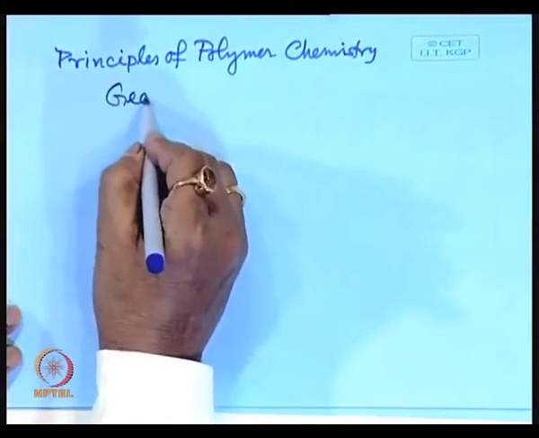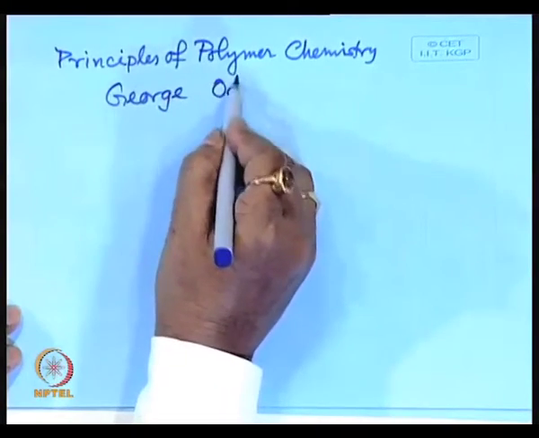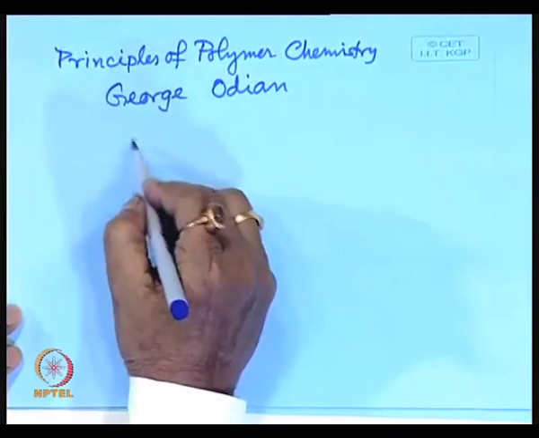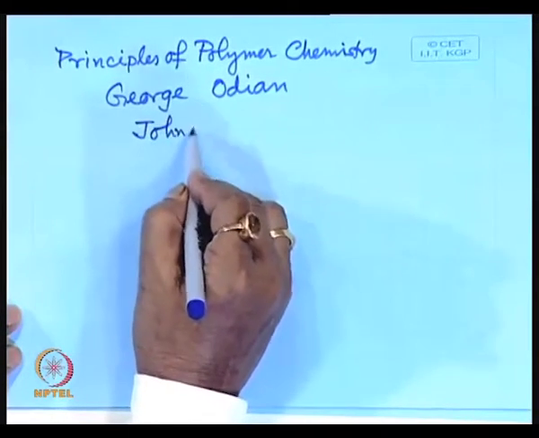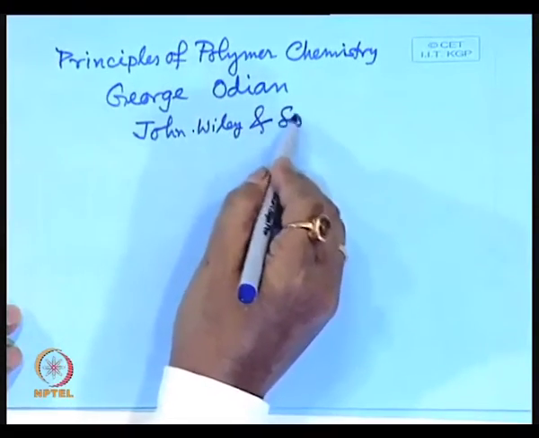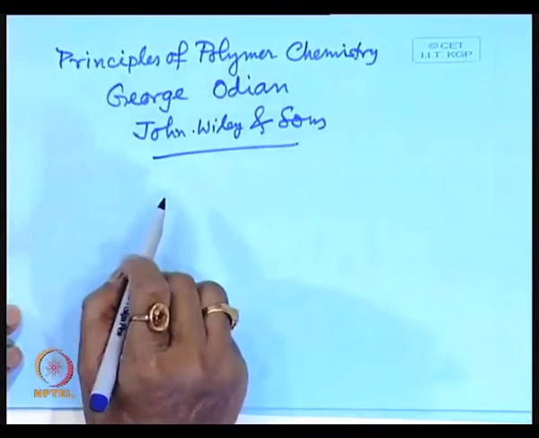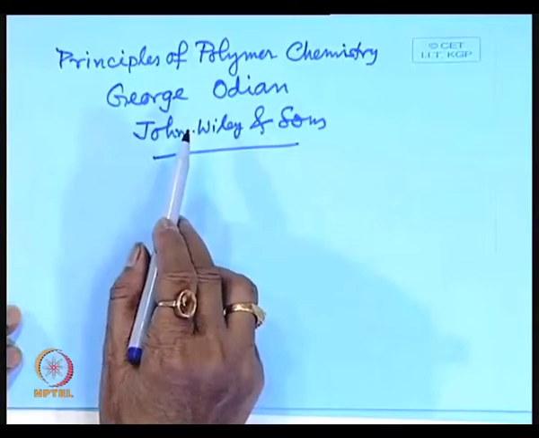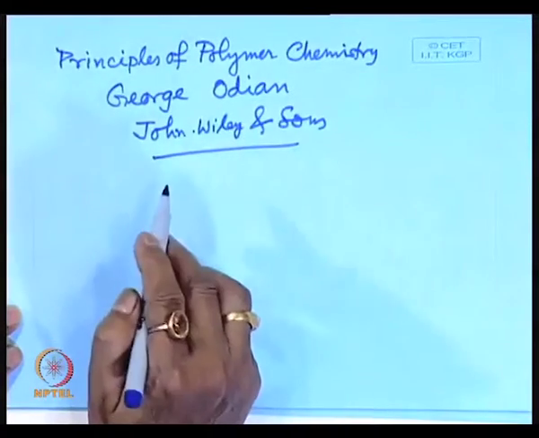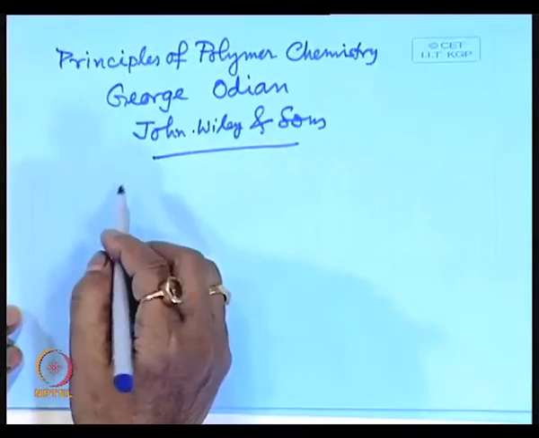by George Odian, published by John Wiley. It is a very good book. There are copies in the library, or Indian edition is available. That is the most authentic book, or else you can see another book.